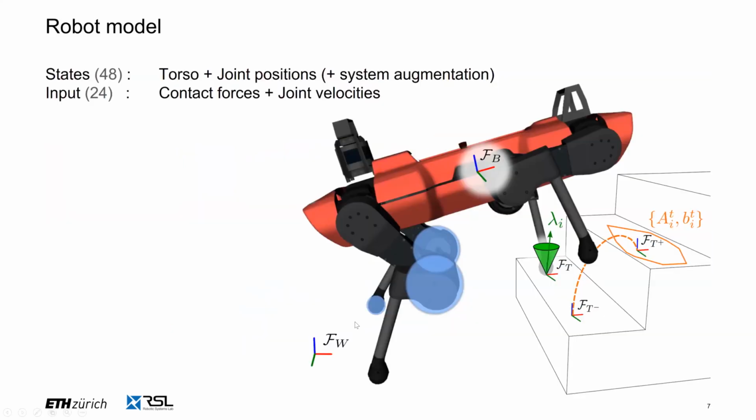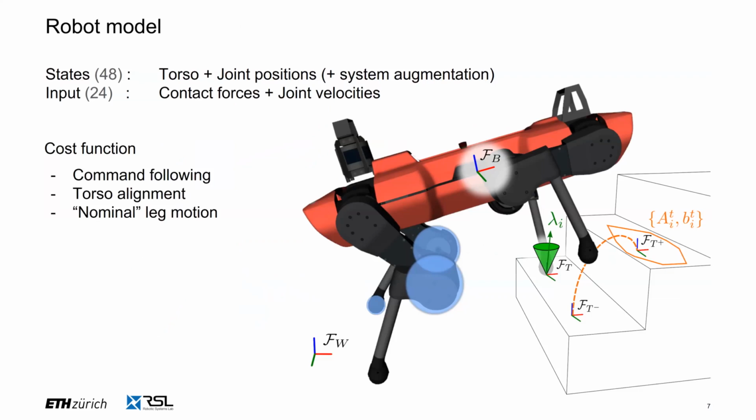Okay. So then about the robot model. The model that we use has 48 states, consists of torso and joint positions, plus a system augmentation, so we can impose smoothness on the solution that comes out of the MPC. And as inputs, we have contact forces and joint velocities. And then over this state and inputs, we have quite a simple cost function, I would say, just about following the commands for the torso, aligning it to that layer I showed you before. And for each of the legs, we have a kind of nominal motion that we think it should follow.